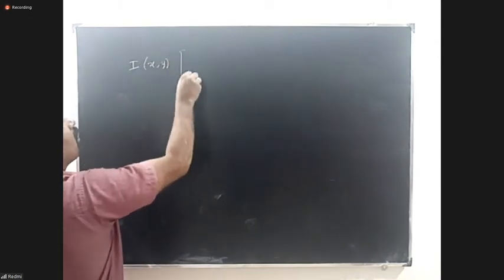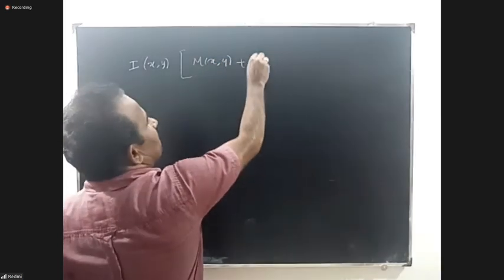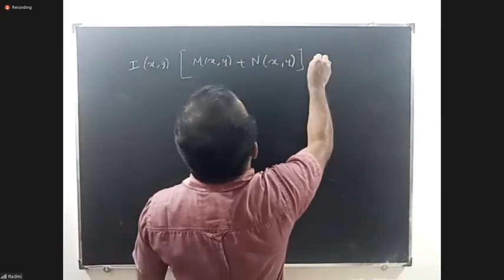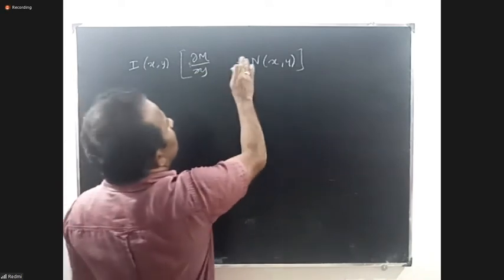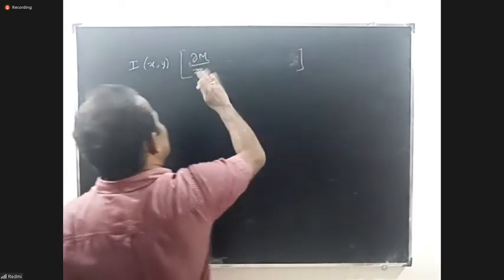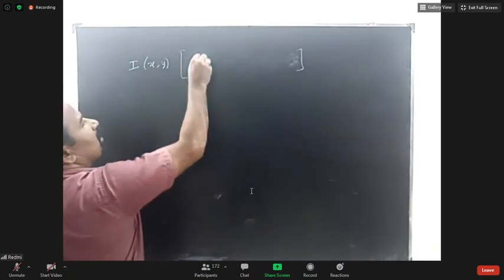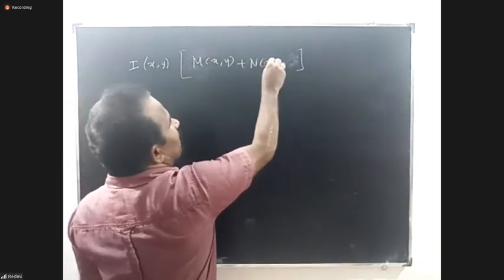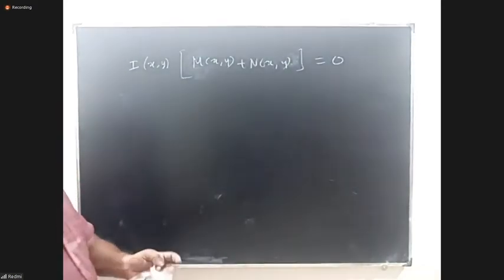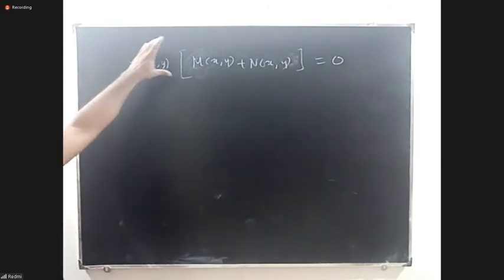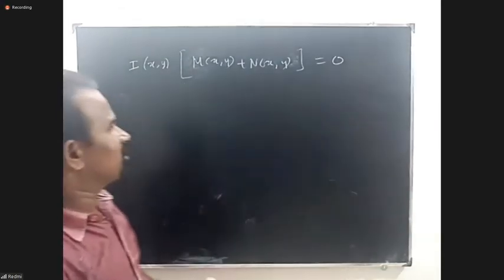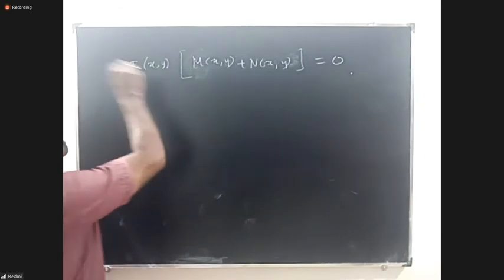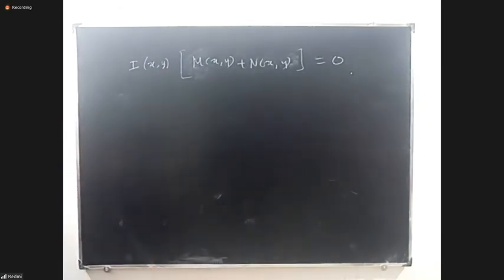That is, multiplying some integrating factor I of x comma y into M of x comma y plus N of x comma y equal to 0. When the given differential equation is multiplied by some integrating factor, that differential equation becomes an exact differential equation. Now, how to find the integrating factor? That is most important. How to find the integrating factor?